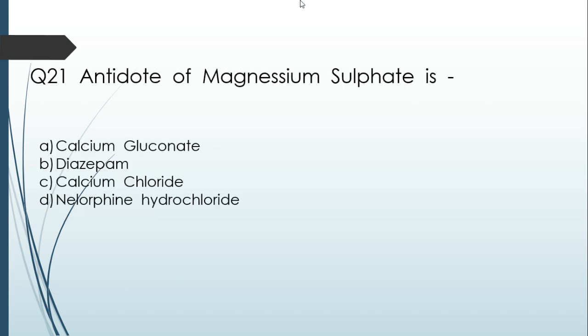Question number 21. Antidote of magnesium sulphate is: option A calcium gluconate, option B diazepam, and option C calcium chloride, and option D nalorphine hydrochloride. And its answer is calcium gluconate.